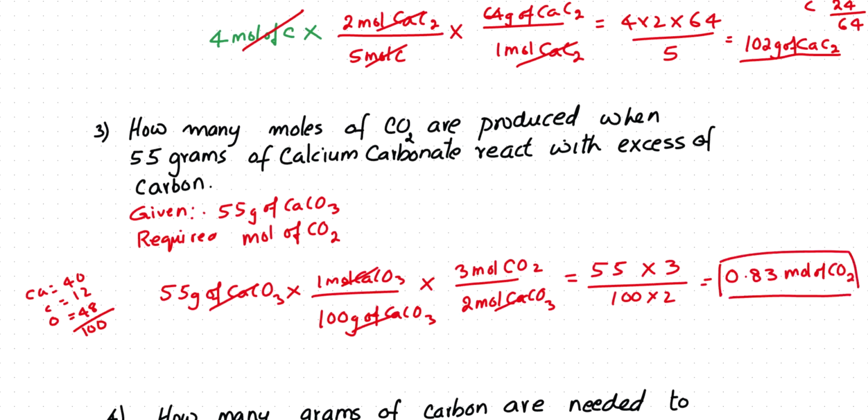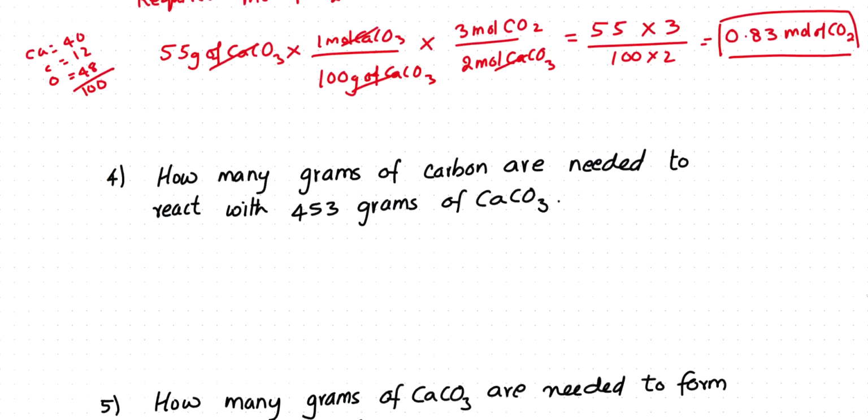So this is the answer. Okay, next question. How many grams of carbon are needed to react with 453 grams of calcium carbonate? So first we write what is given. So given is 453 grams of calcium carbonate, and required is how many grams of carbon. So grams of carbon we have to find.